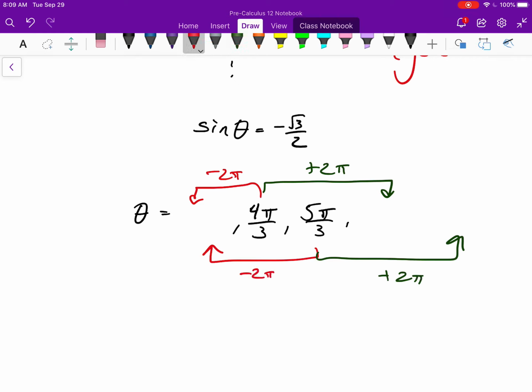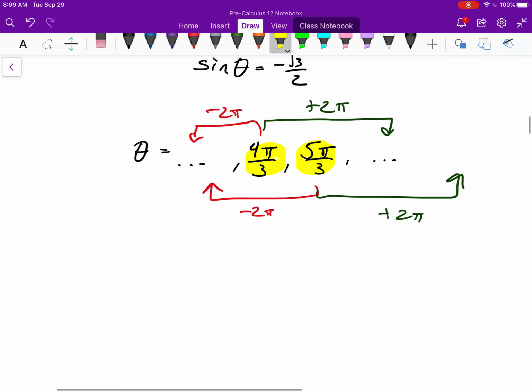So I could start to list these out. For example, if I add 2 pi, actually no, I'm not even going to do it. I already know these just kind of go on forever in either way. And so the key is, if I know 2 of my solutions in one full rotation, I know all my solutions because I know they're all going to be coterminal with 4 pi over 3 and 5 pi over 3. So how do I express this? How do I express what I just said algebraically?